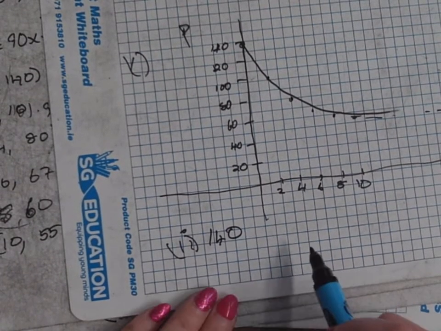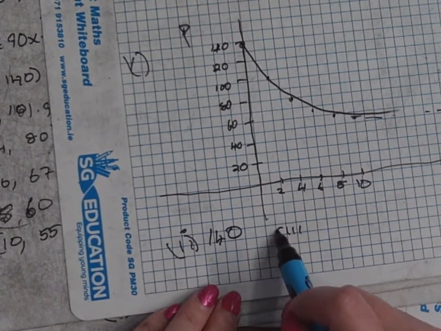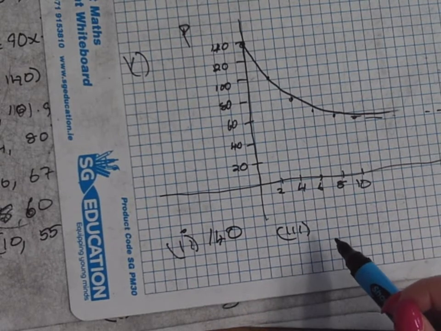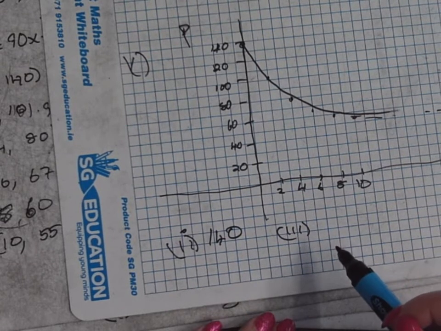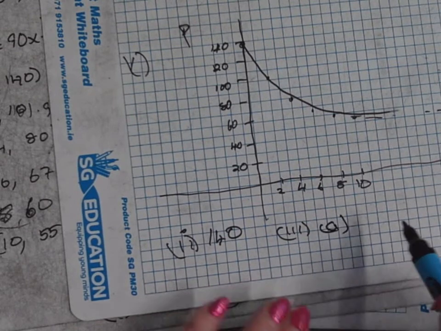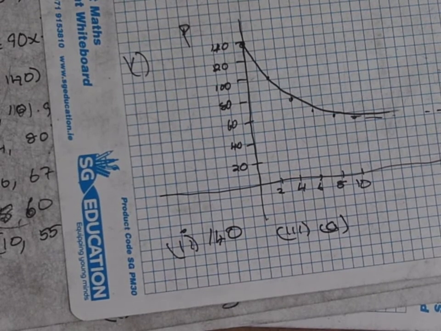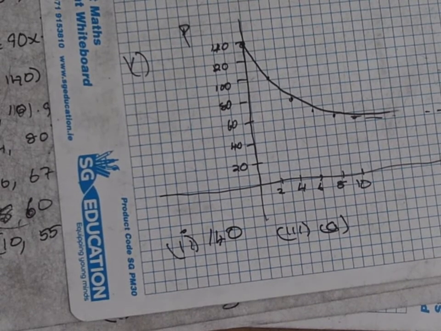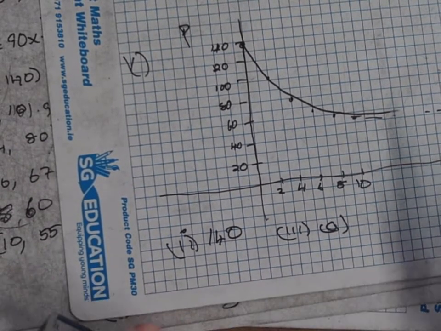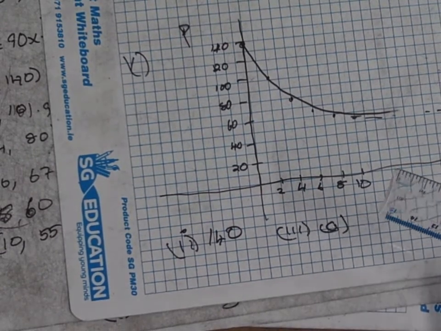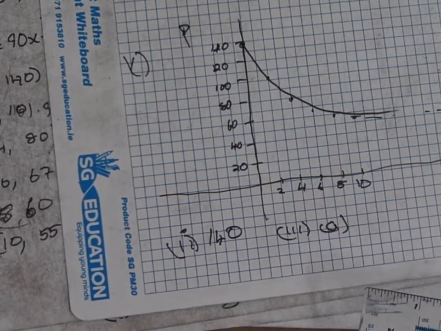Okay, right, part 3. How long did it take for his pulse rate to drop to 70 beats per minute? Now I'm using my graph to do this. There is a way of doing it using algebra, but that's the next section. So for the moment, the only way we have of doing this is with the graph.